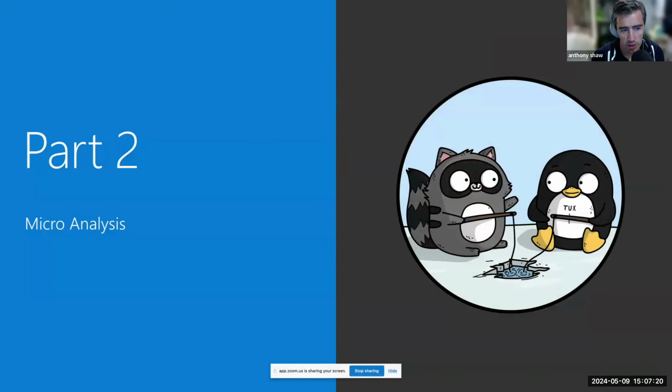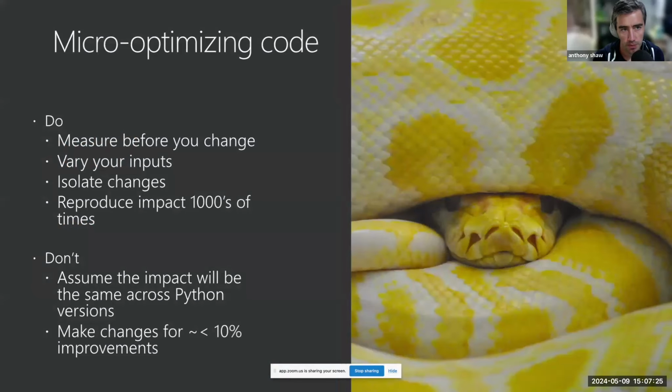So microanalysis is the first part. If you want to look at optimizing a block of code, there are some things that I suggest you do and things that I suggest you don't do. First of all, you absolutely need to measure before you make changes. So before you try and optimize a piece of code, you need to measure how fast it runs at the moment. The reason you do this is because you need to measure whether you're making improvements or you're actually making the problem worse. You need to vary your inputs, and we'll talk about that in this talk.